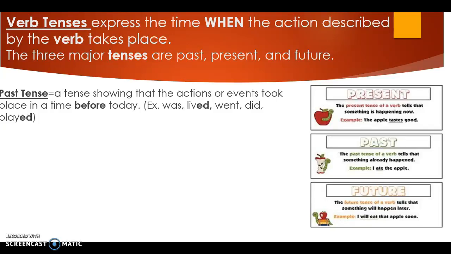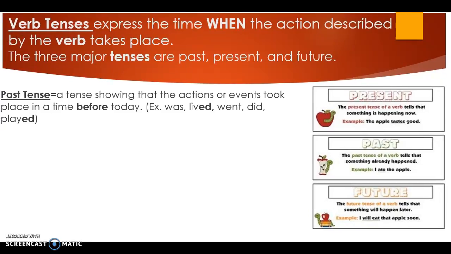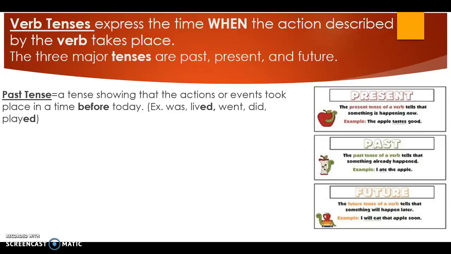Past tense is a tense that shows that the actions or events took place in a time before today, so in the past, just like the word. Some examples would be lived, went, was, did, played. You'll notice that some of them have that ed suffix that helps you to understand that they're in the past.